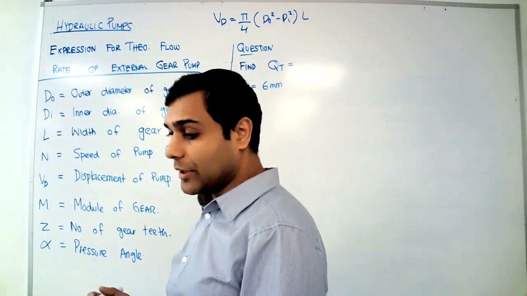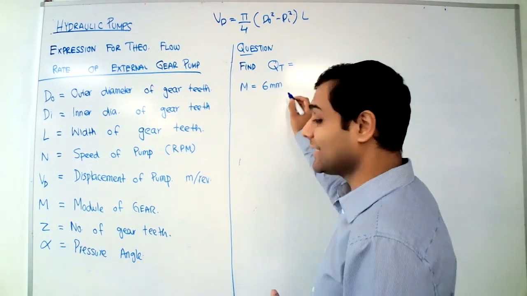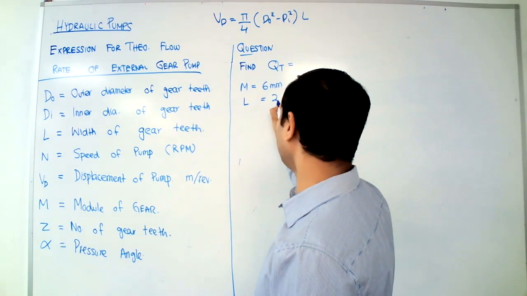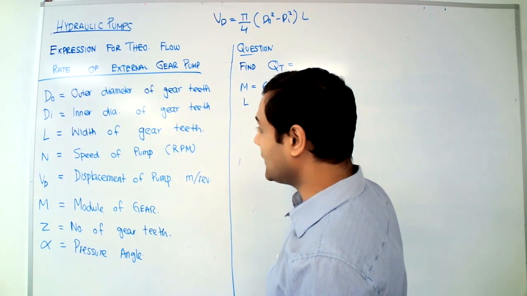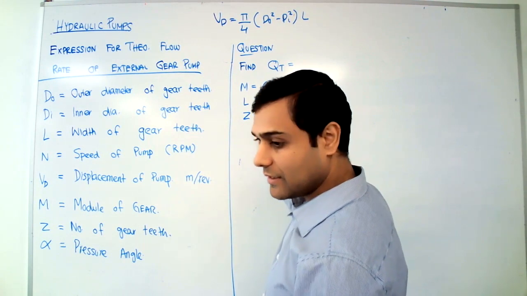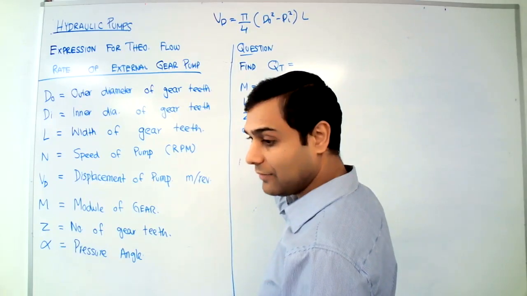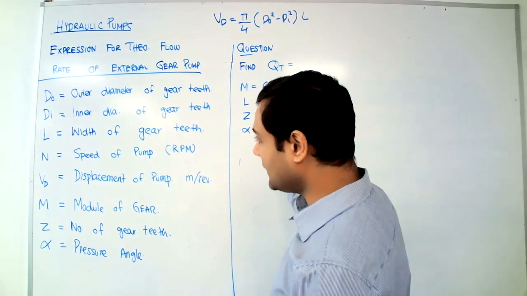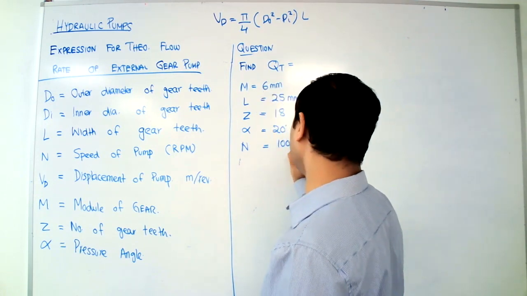Now let's say we got another question where we need to find out the theoretical flow rate of the gear pump. The module of the gear teeth is 6 millimeters, that's given. The width, which is the L, is 25 millimeters. Make sure you convert these units into SI units. The number of gear teeth, Z, is 18. The pressure angle, alpha, is given as 20 degrees. The pump speed, N, is given as 1000 RPM.